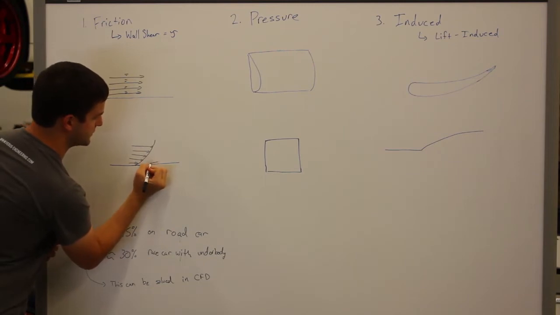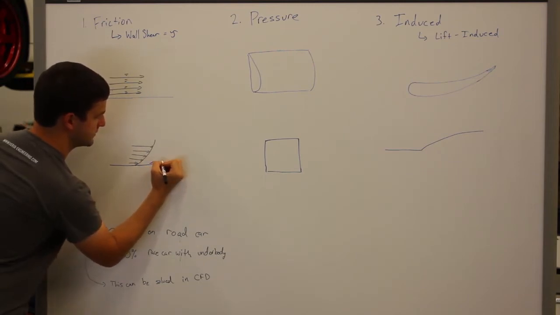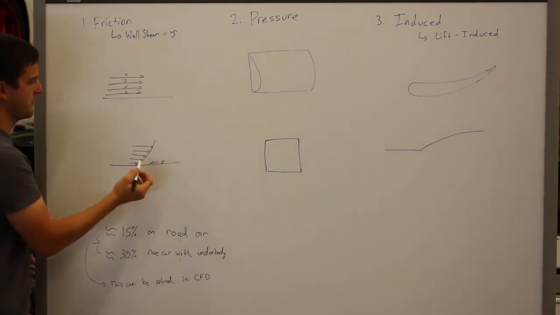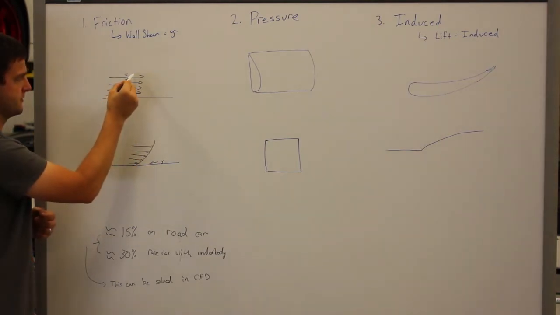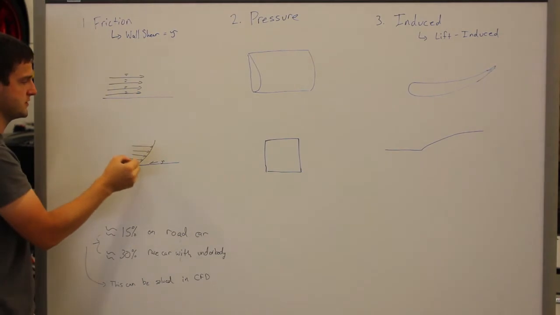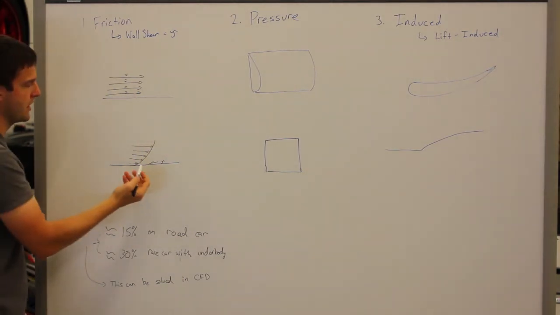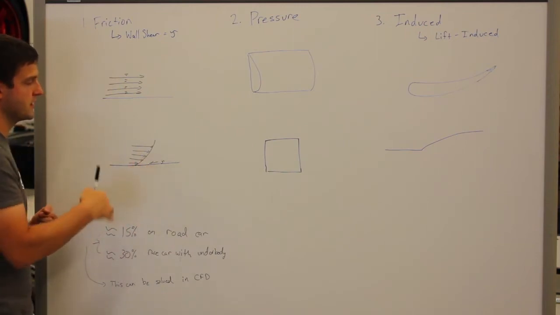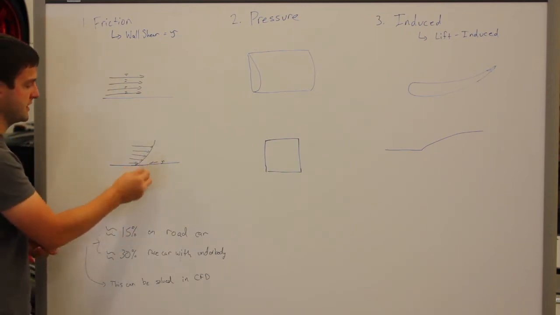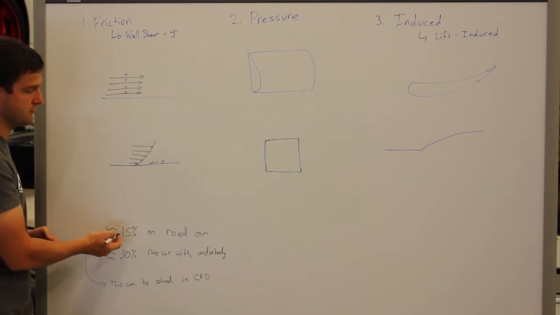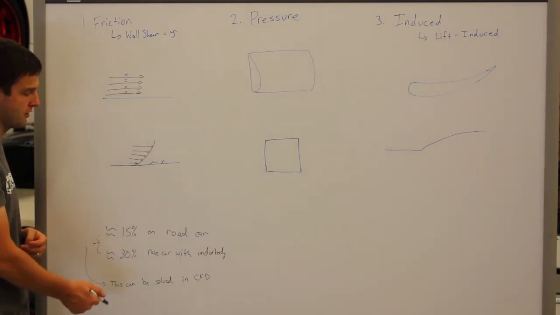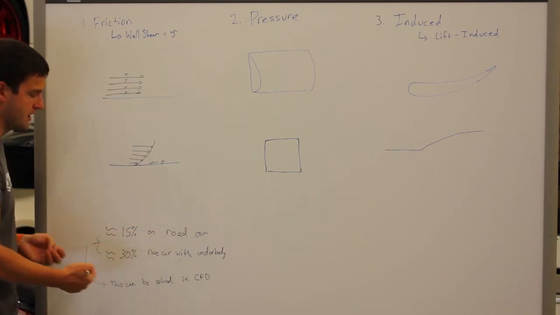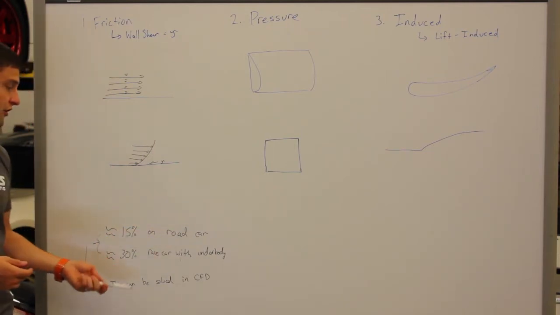Because friction is acting that way, which is tau, it basically turns equivalent velocities into a parabolic shape. This is where boundary layer growth comes from and things like that. This makes up about 15% of the total drag on a road car, and about 30% on a race car with an underbody.